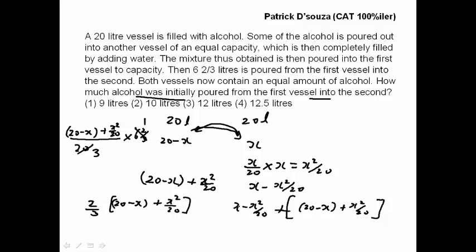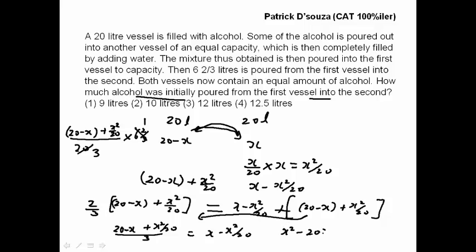Now since the alcohol in both is the same, you equate it. You will solve it. It becomes 20 minus x plus x square upon 20, upon 3, is equal to x minus x square upon 20. If you solve this equation, you get a quadratic equation which is x square minus 20x plus 100 equal to 0, which you can solve and get the answer. So x will become 10. I'm not saying it's not possible to solve using equations. It's possible, but it will take a hell of a lot of time.